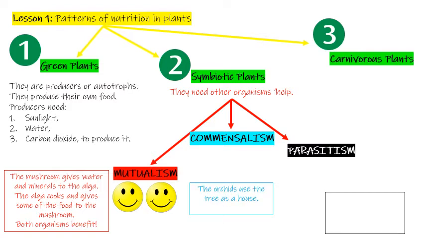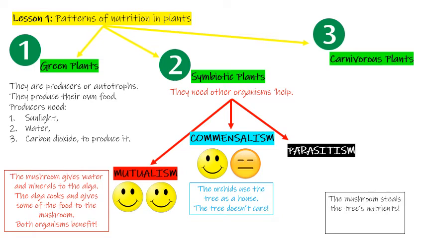We will take the example of the orchids with the tree. The orchids use the tree as a habitat, as a shelter. It uses the environment that this tree gives to it. The orchid is happy. The tree doesn't care. The tree gets nothing from this relationship. Okay? So the orchid is happy. The tree doesn't actually care. This is commensalism. When one organism benefits, the second one doesn't care. This is what we call commensalism.